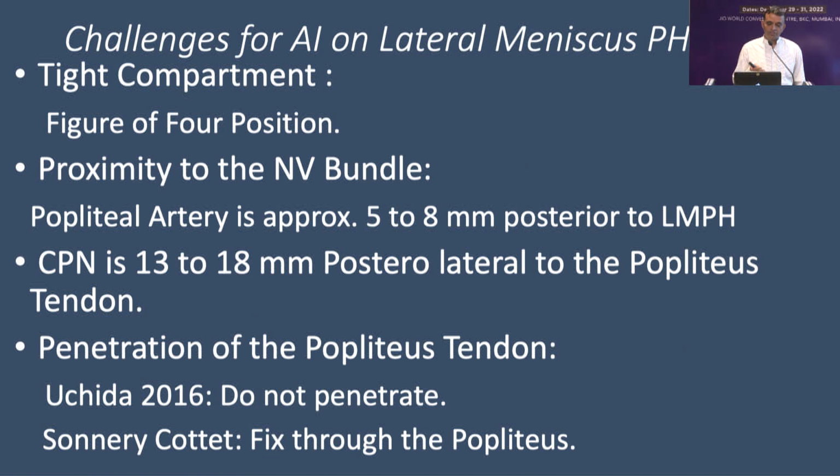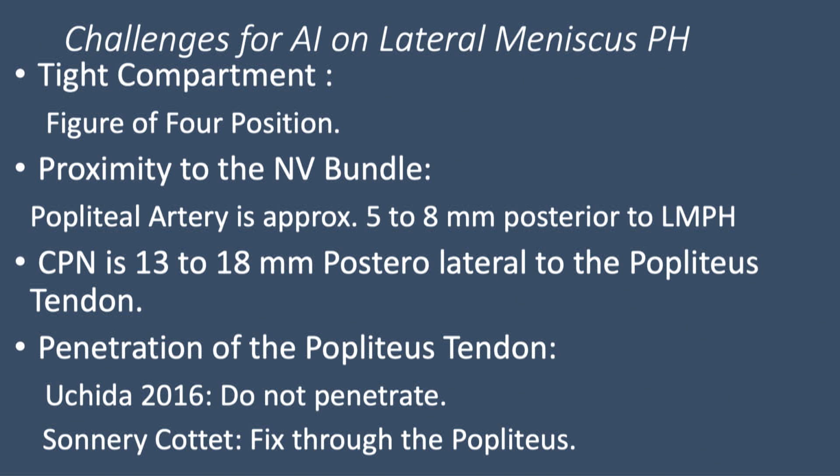So next is proximity to the neurovascular bundle. There are a lot of studies seen in the pediatric age group. The popliteal artery behind the posterior horn of the lateral meniscus is ranging from 3 to 4 millimeters. In the adult, it is up to 6 to 8 millimeters from the posterior horn of the lateral meniscus, especially in the extended knee, and of course without distension.